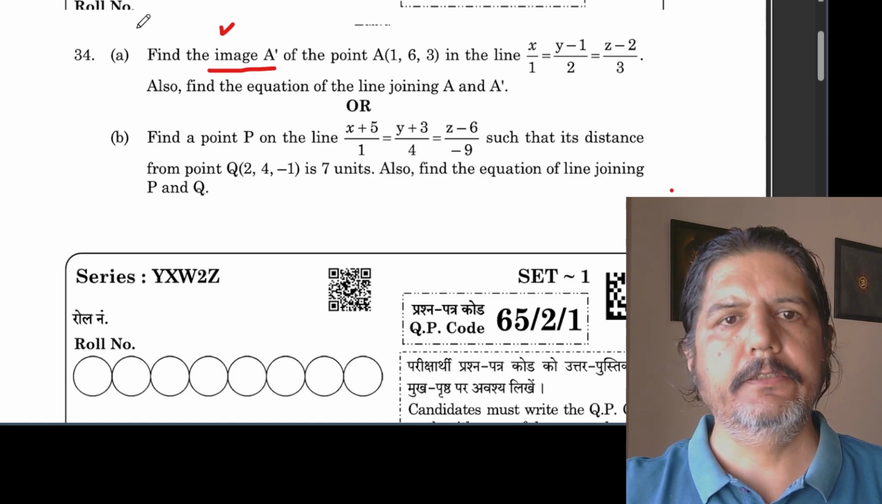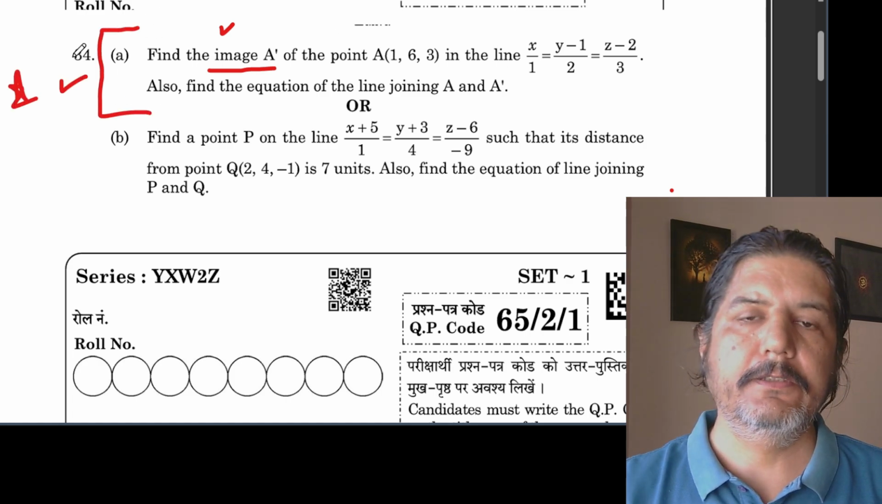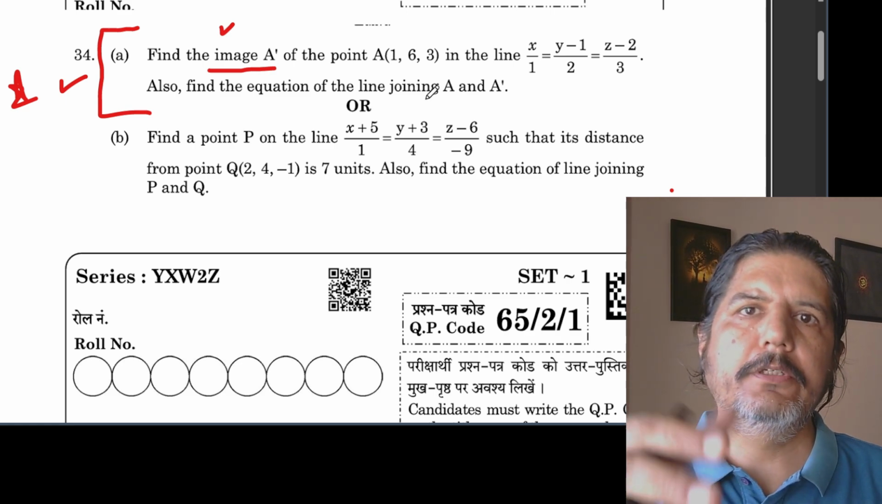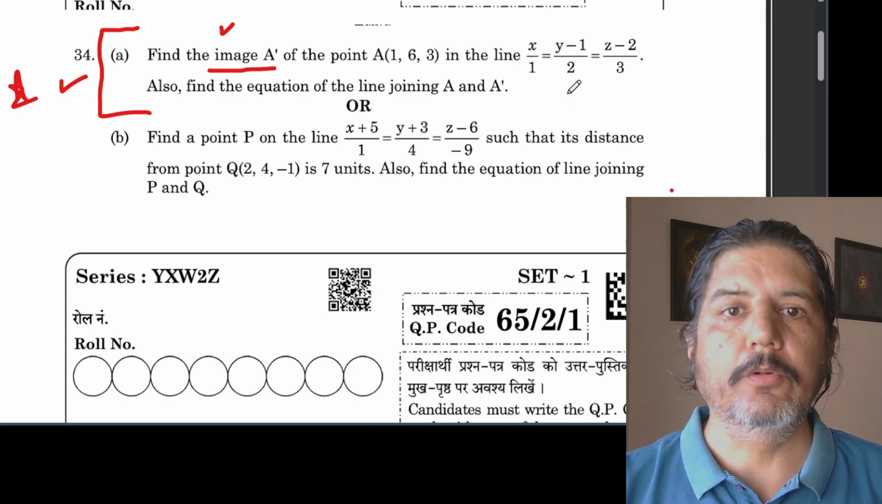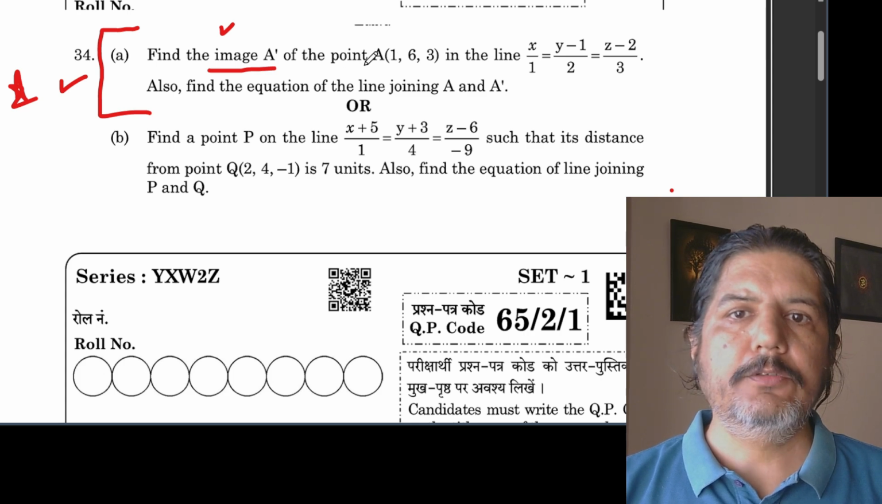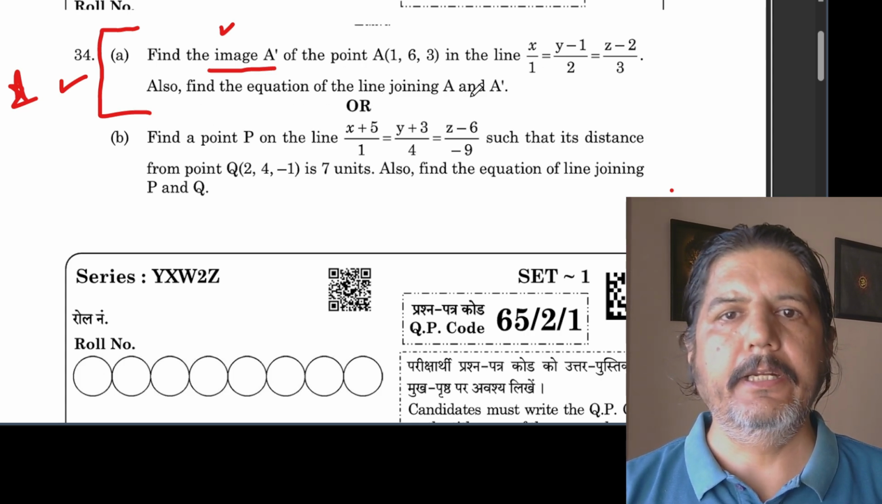So what I've seen is that this is a very important question, a variant of this question has been asked again and again in the board papers. So please have a look at this question very carefully. Find the image A dash of the point 1, 6, 3 in the line given. Find the equation of the line joining A and A dash.